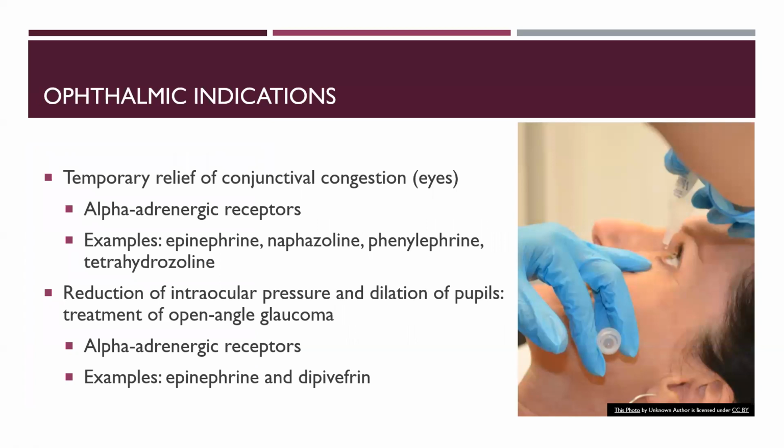Some of our ophthalmic indications can be temporary relief of congestion in your eyes. So these are our alpha adrenergic receptors. Once again, we're seeing epinephrine. It can also be used for the reduction of intraocular pressure and dilation of pupils. So it can be used for the treatment of open angle glaucoma, because once again, it's causing that constriction, so it's going to cause dilation of the pupils.